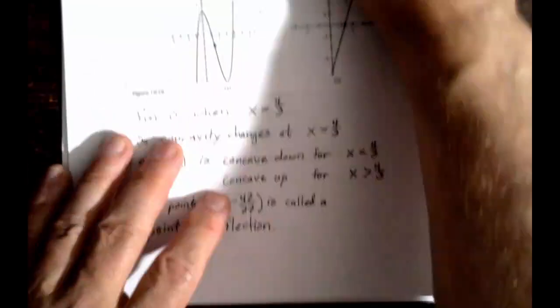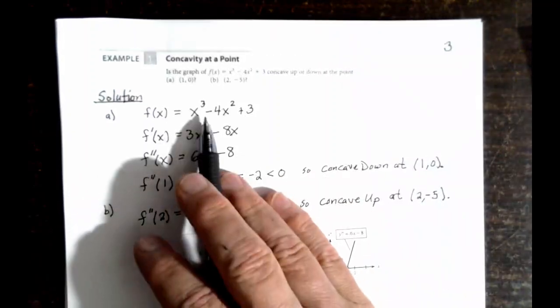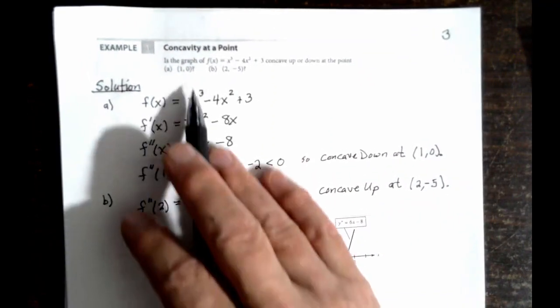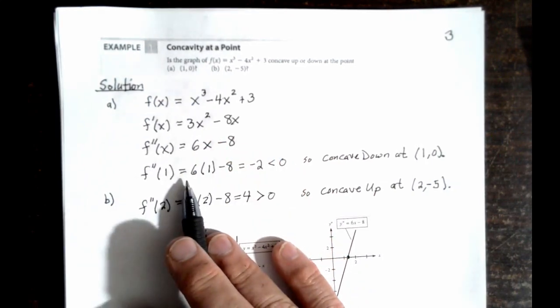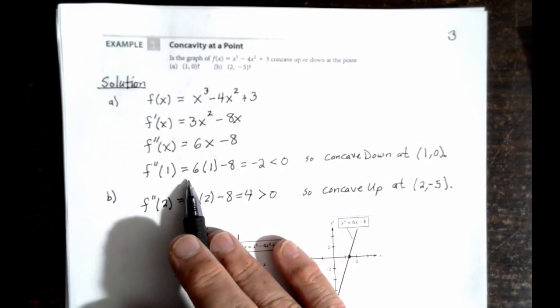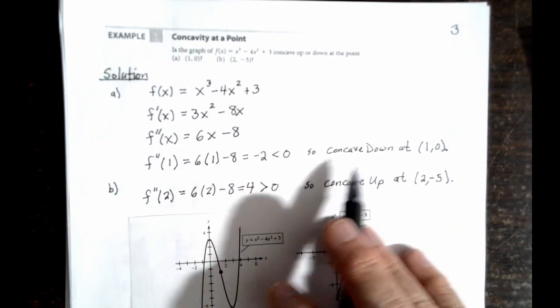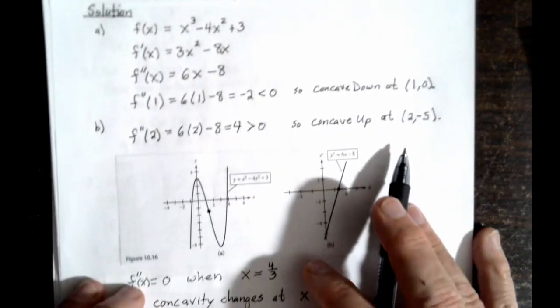Alright. So let's check for concavity at a point. You first have to take the first and second derivative. Then you just plug in the x coordinate of that point into the second derivative, and that will determine the concavity. If you get a negative, it means it's concave down at that point. If you get a positive, it's concave up at that point.